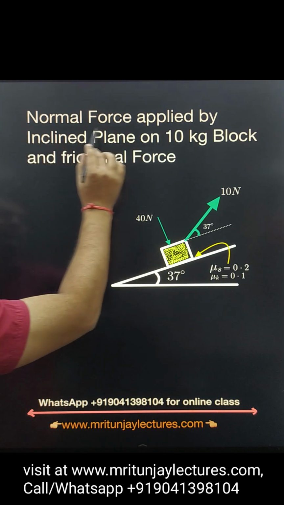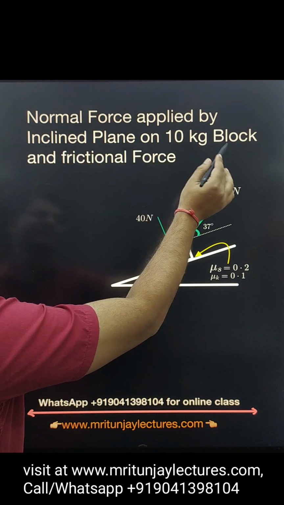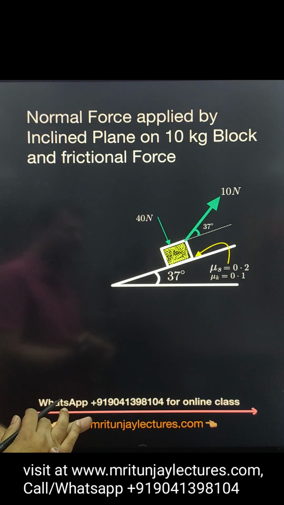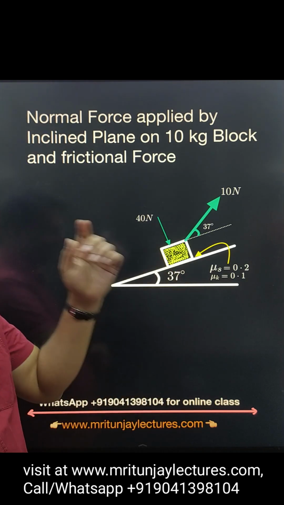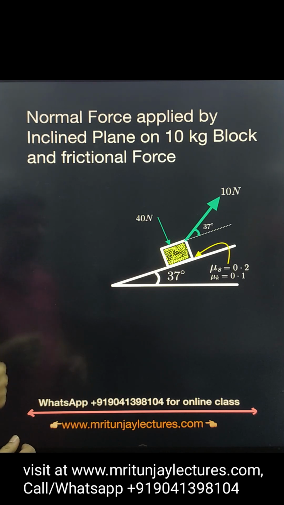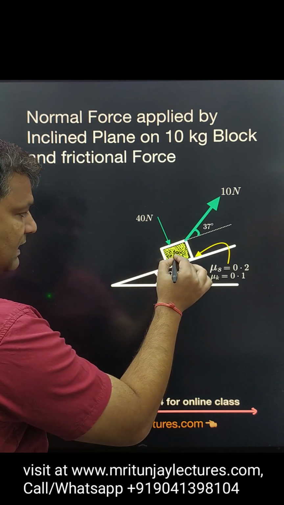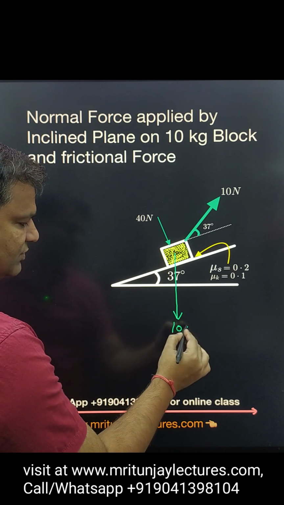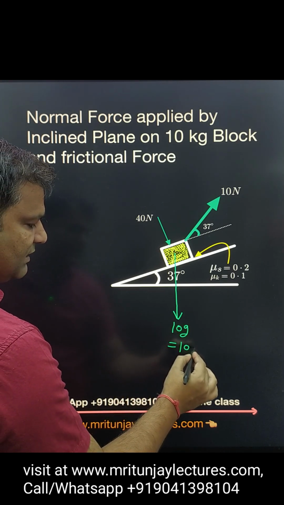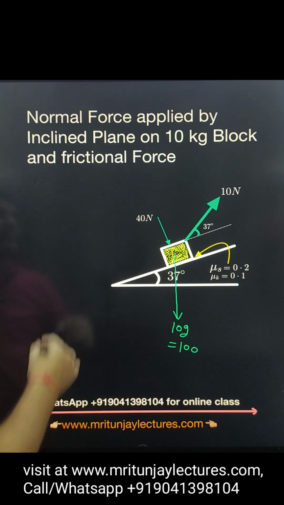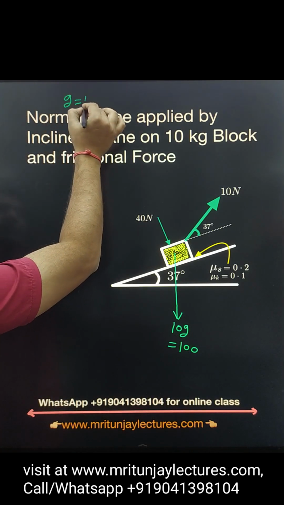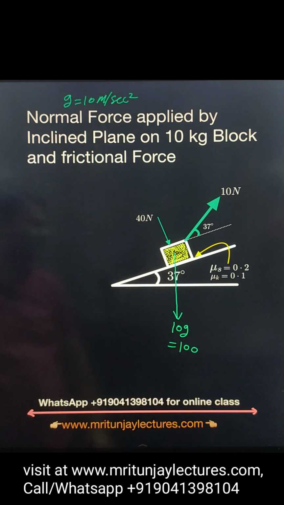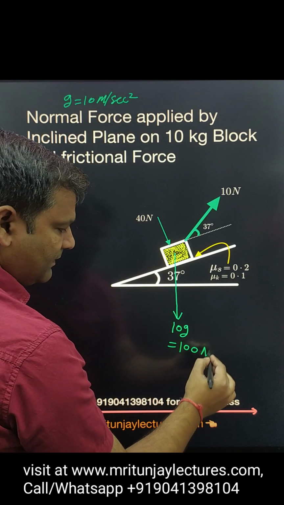Now, question of the day: the normal force applied by the inclined plane on the 10 kg block, and the frictional force. So how can we determine the frictional force and the normal force applied by the inclined plane? First of all, make a free body diagram of the 10 kg block. mg is always downward, so this is 10 into g. Take g equal to 10 meter per second square. So that is 100 Newton downward.